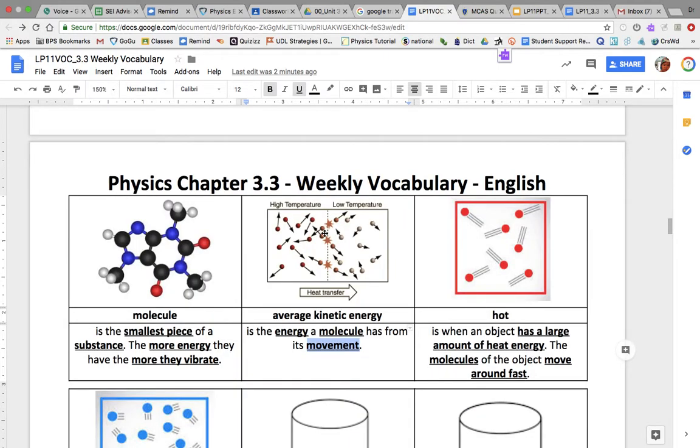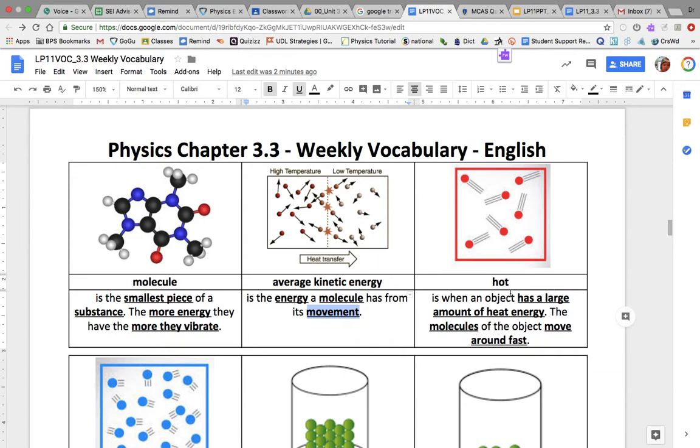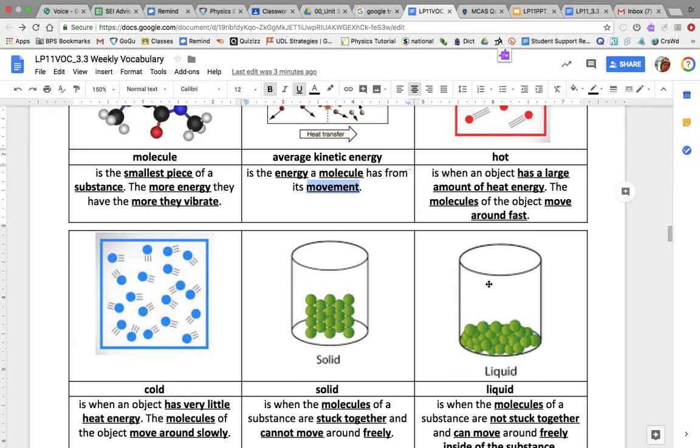Let me make this larger so we can see it here. Fast, high temperature, slow, low temperature. Hot: when we have a high temperature, hot means when a substance has a large amount of heat energy or thermal energy. That means the molecules move around fast. I want you to say hot. Say hot to yourself. Just practice saying hot.